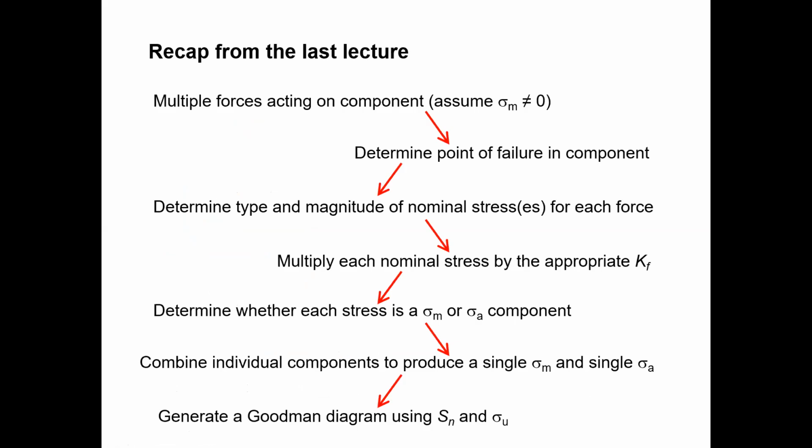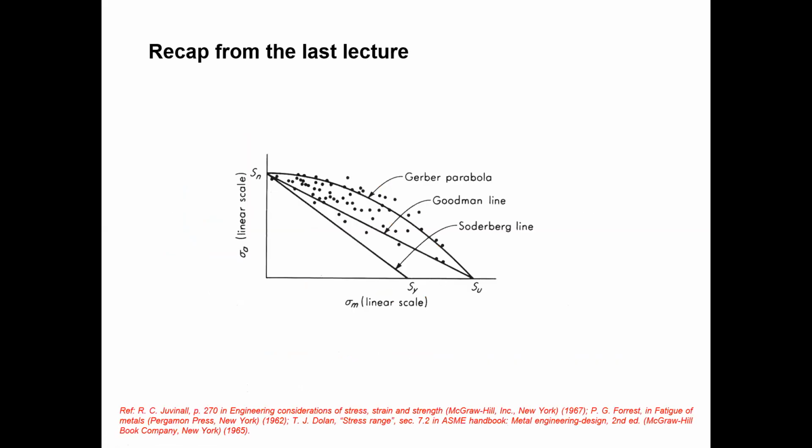Then generate the Goodman diagram using Sn, that means the endurance limit, and the ultimate stress. This should be Su actually. So you can generate that line, then you can find out where you are. So this is the Goodman line. We already discussed these things. So this is the alternating stress, y-axis. This is the x-axis, mean stress.